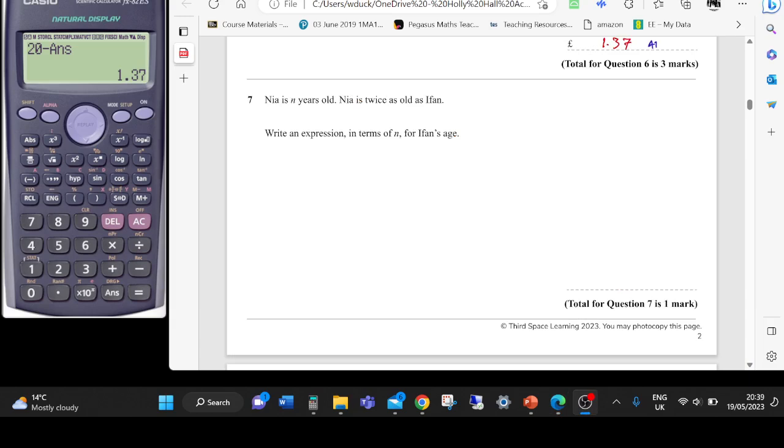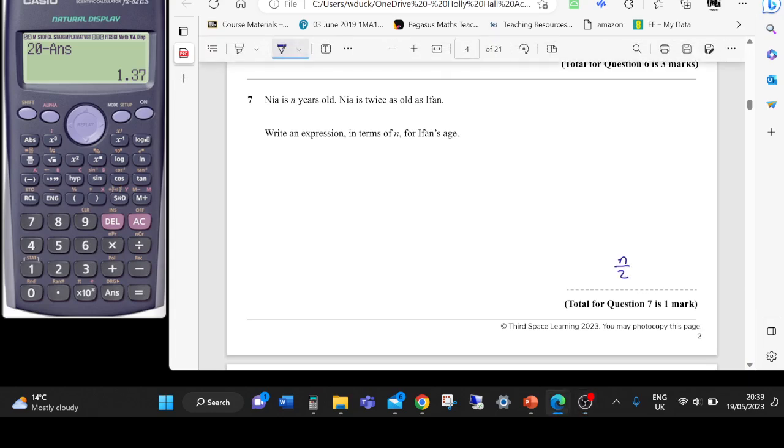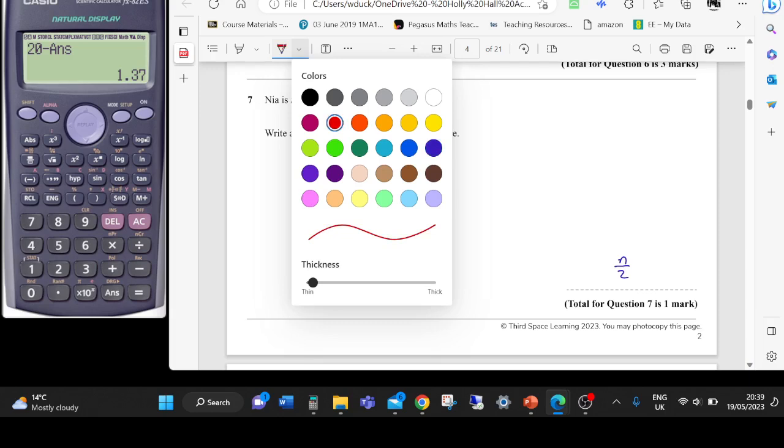Nia is n years old. Nia is twice as old as Ifran. Write an expression in terms of n for Ifran's age. So that's just going to be 2n. Sorry, no, wrong way around. Nia is twice as old as Ifran, so Ifran is half Nia's age, so I'm going to go n over 2. And we're looking at just a B1 mark for that.